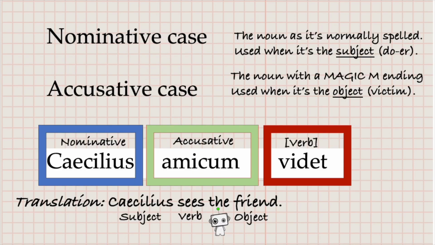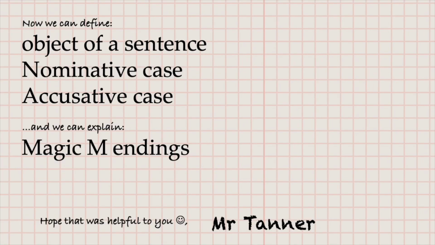Couple of last things before we go. Just introducing a couple of big words. Nominative case and accusative case. The noun that's the subject of the sentence is described as being in the nominative case. That's its usual form, like Caecilius. The noun with a magic M ending on the end is called the accusative case, like amicum. Subject and object are perfectly good words for describing the noun's roles in the sentence, but nominative case and accusative case explain what the Latin is doing.